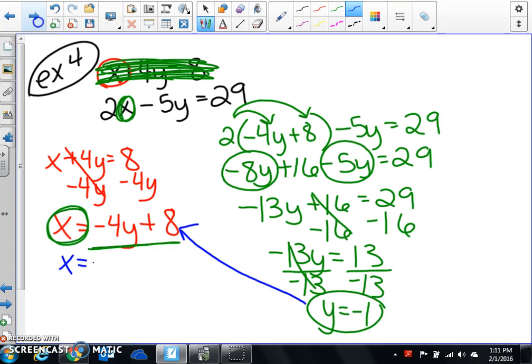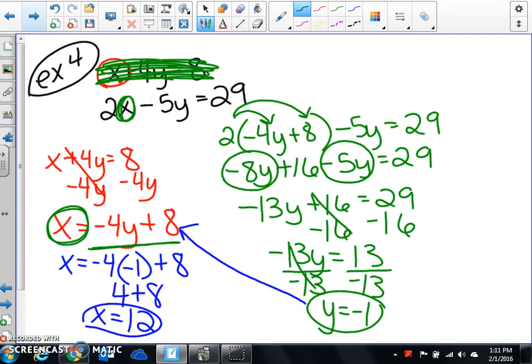So x equals negative 4 times, we found out my y is negative 1, so I plug in negative 1. Negative 4 times negative 1 is 4, and 4 plus 8 is 12. So that's what my x equals. So now my solution is the point (x, y), so (12, negative 1).